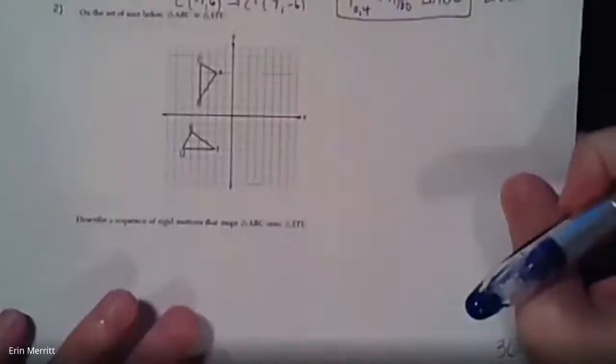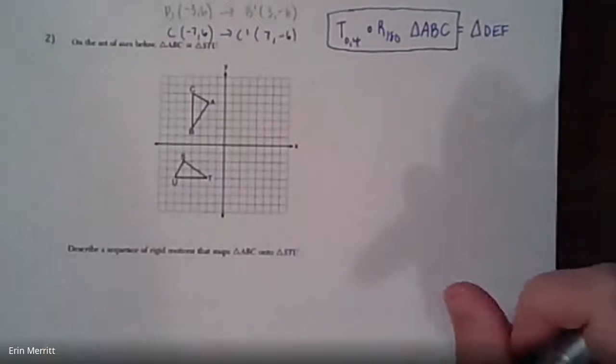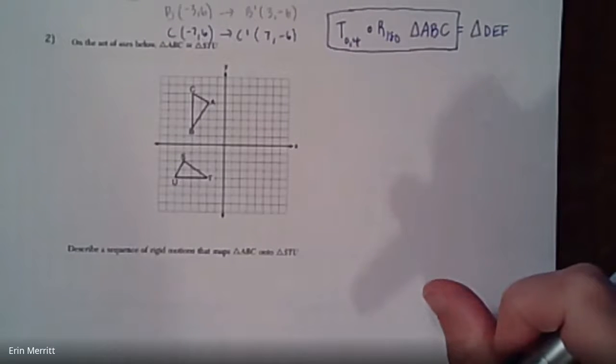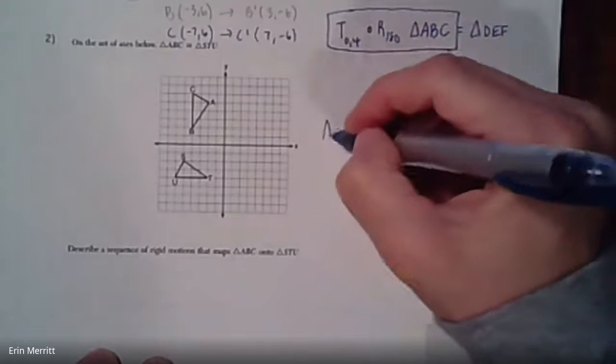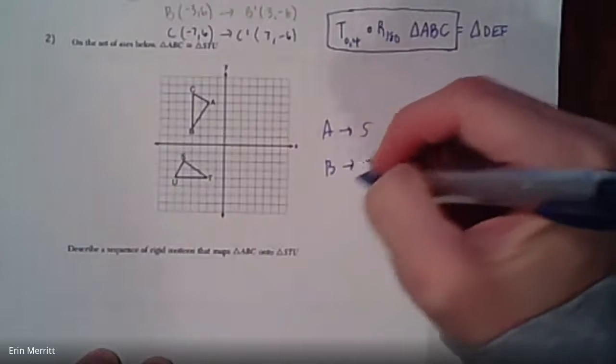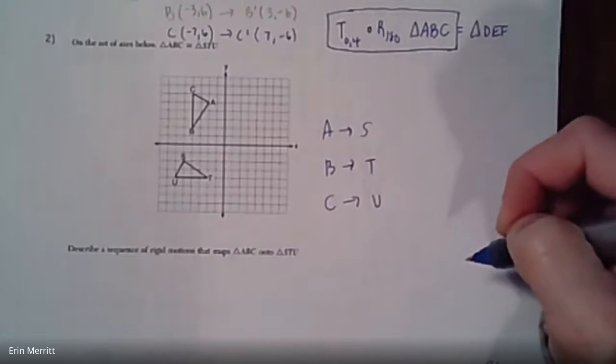So the first one's always a little bit to talk through. Second one, maybe it'll go a little bit smoother. So on the set of axes below, triangle ABC is congruent to STU. So that means A needs to go to S, and then B needs to go to T, and then C needs to go to U. Keep in mind that connection there, all right?